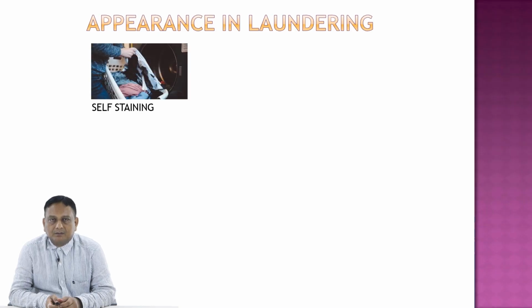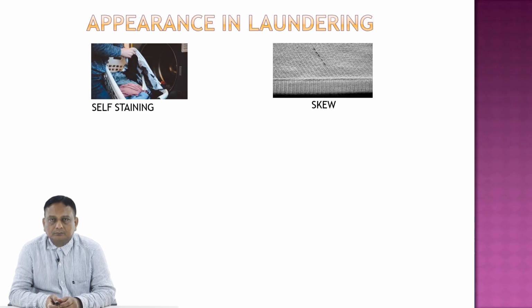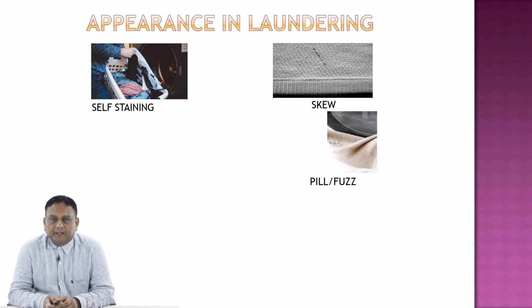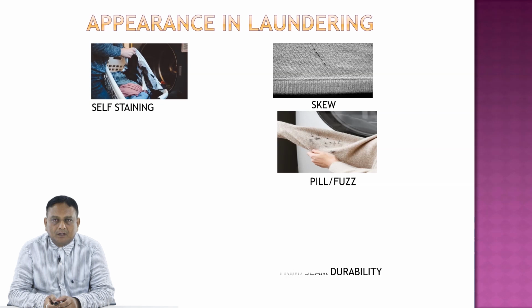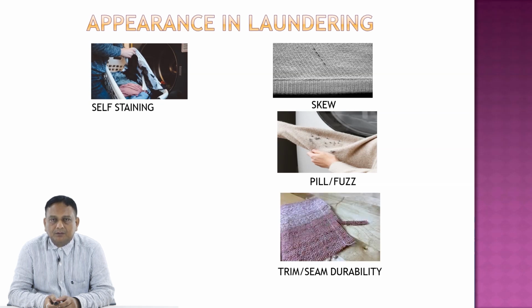So different garments have different staining properties. Then skew comes into the picture, so how much the garment is skewed. Then comes pilling, that is different ball formation or fuzz formation in the garment. Then comes the trim or seam durability in the garment. So when you stretch the garment, whether the seam is durable or not, that is getting judged here.